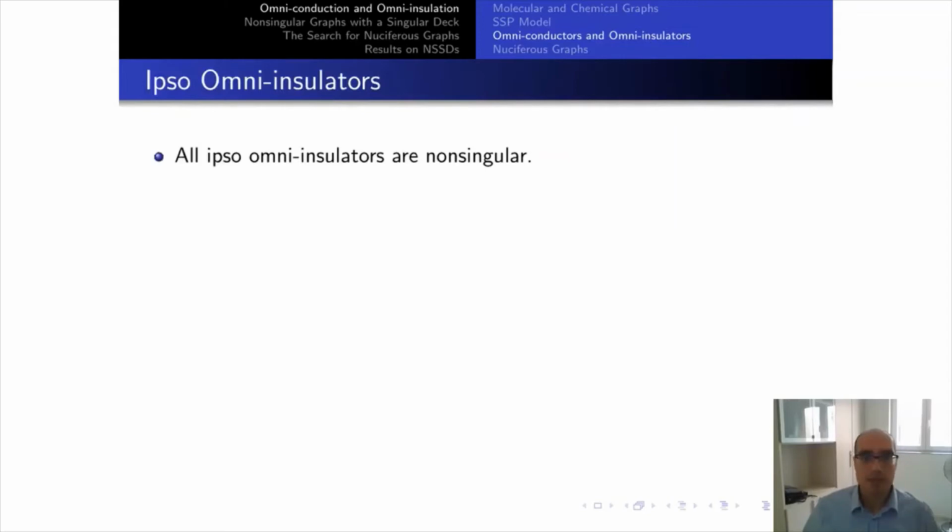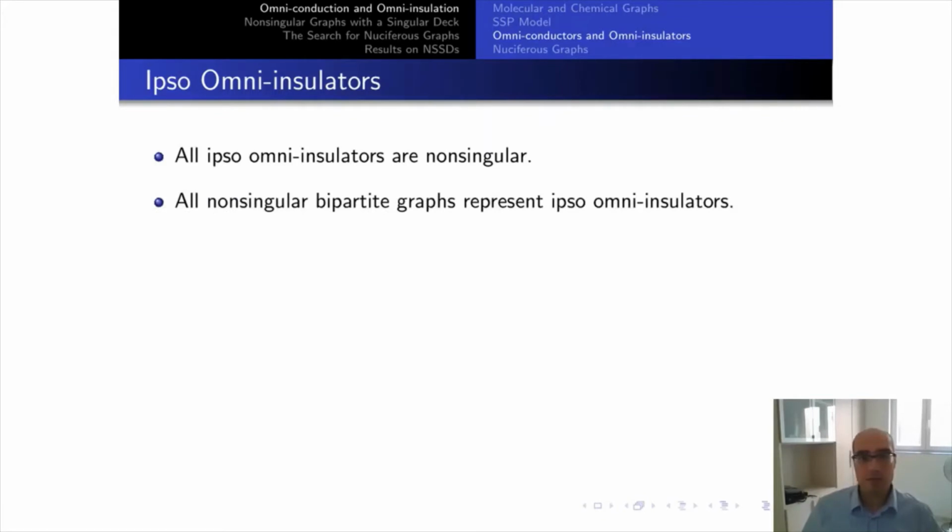As we said earlier, all ipso-omni insulators are non-singular. There are no examples of ipso-omni insulators that have nullity greater than 0. And if you were to try to find examples of such ipso-omni insulators, there are in fact plenty, because all non-singular bipartite graphs are ipso-omni insulators. And one way to realize this is to use a little spectral graph theory.